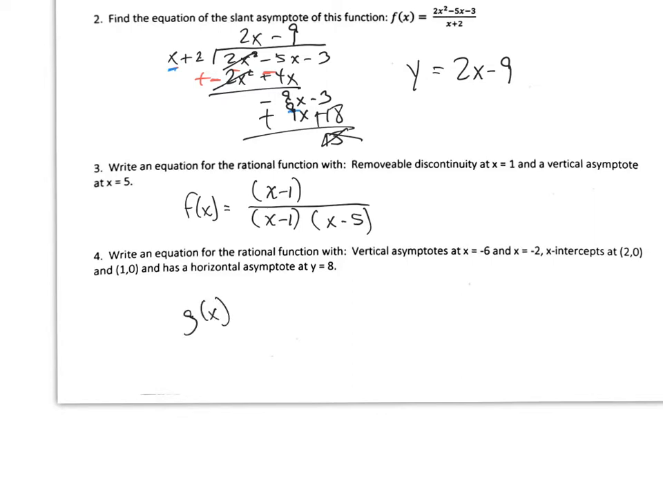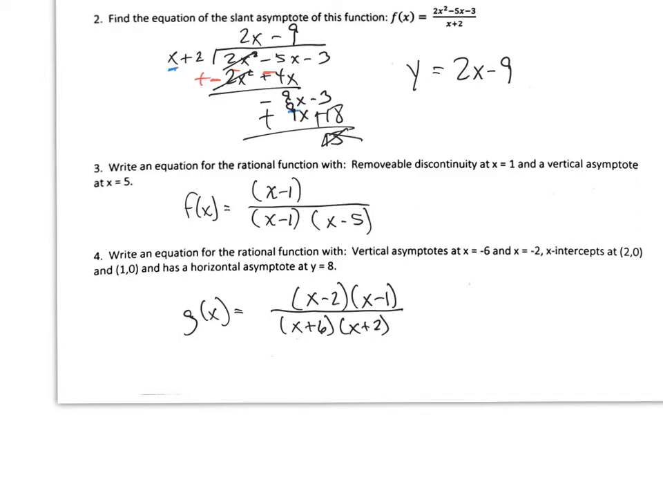Let's try number 4. We're going to write an equation again for another rational function. We have vertical asymptotes, two of them, one at x equals 6. This will be x plus 6 in the bottom, x plus 2 in the bottom. X-intercepts come from setting the numerator equal to 0. So that's going to be x minus 2 and x minus 1. These factors don't match top and bottom, so we haven't created a hole accidentally or anything like that.